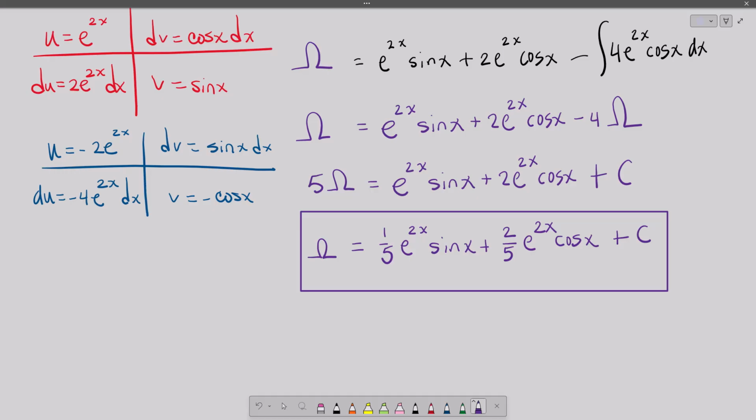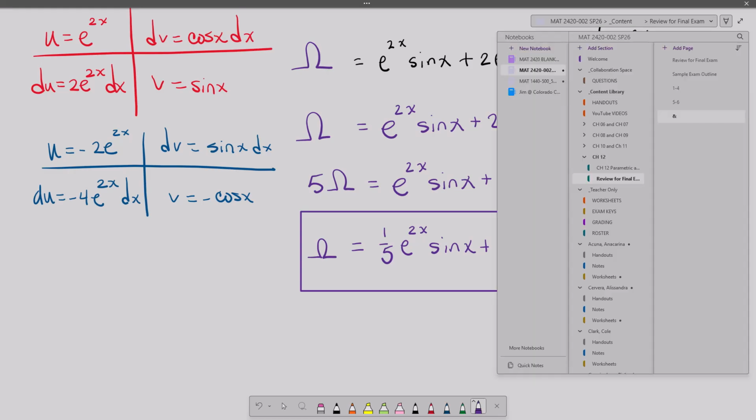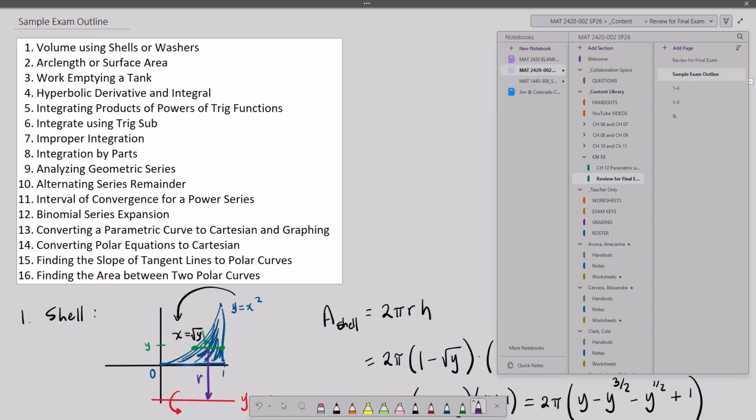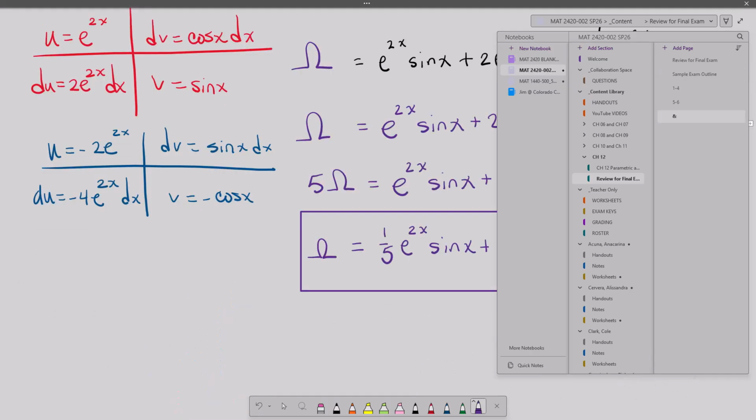All right, so that was integration by parts. All right, geometric series. Okay. Exam 3, 9 to 12. So geometric series, alternating series remainder, IOC, binomial series expansion. Let's do geometric series. I think we have plenty of time. I think we can get through all those maybe.